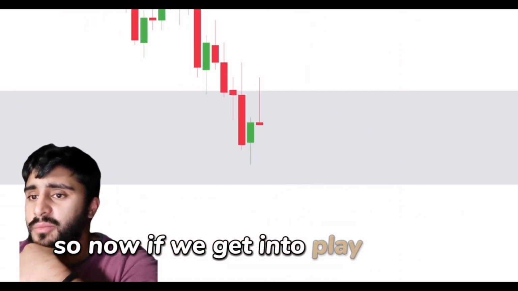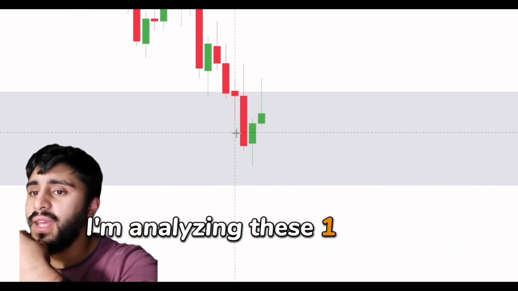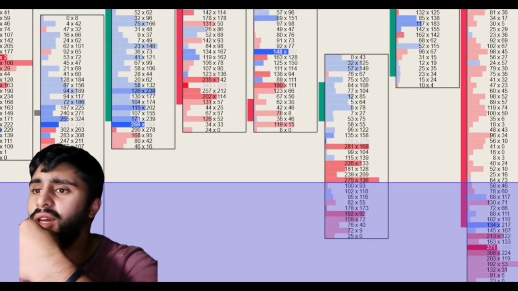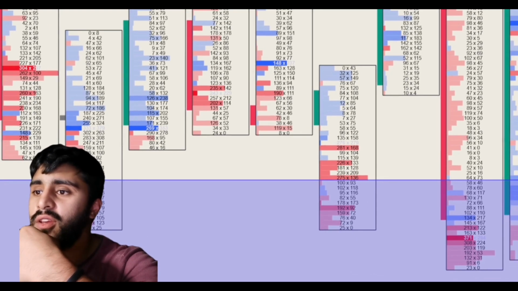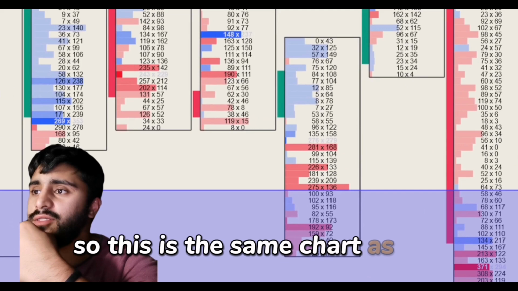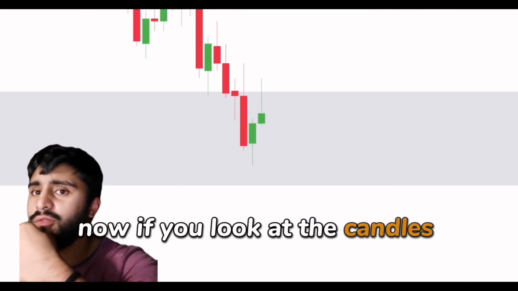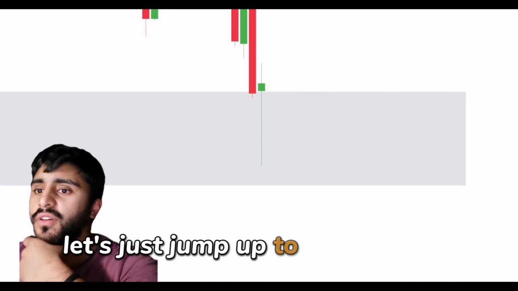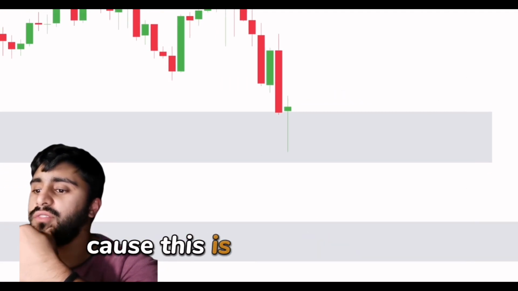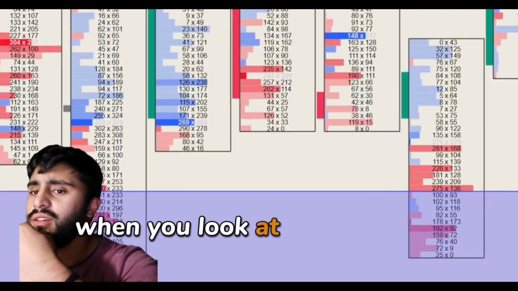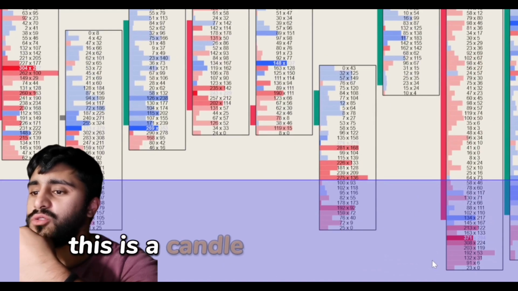So now if we continue to play price on, I'm analyzing these 1 minute candles using the order flow. And the way I do that is by this thing over here. So this is the same chart as this. They're the exact same chart. Now, if you look at the candles over here, right, let's just jump up to the 5 minute and quickly explain this because this is a 5 minute chart. When you look at the 5 minute chart over here, this is the candles you're looking at.